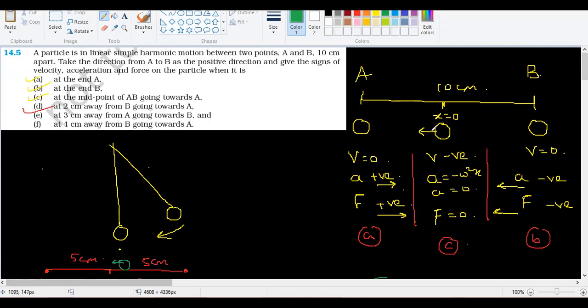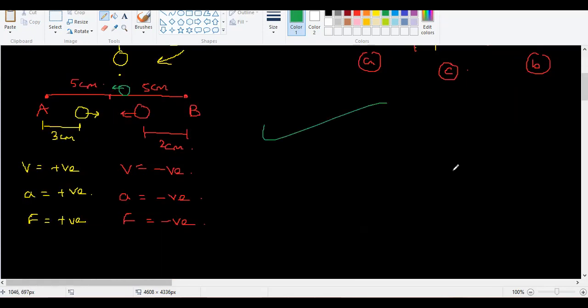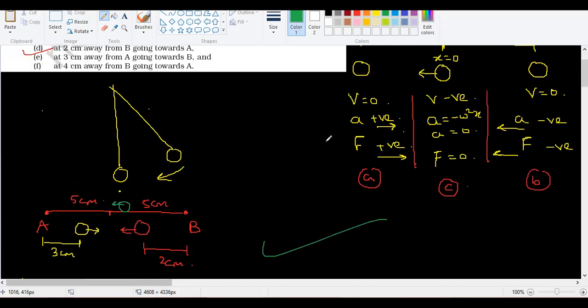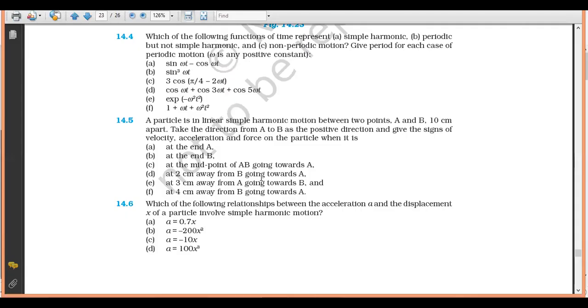If you make the drawing like this and think, it's very, very easy. As I always say, drawing is the language of engineers and scientists. If you don't make a drawing and try to solve this problem, it's a very wrong way to do it. Okay, let's go to.